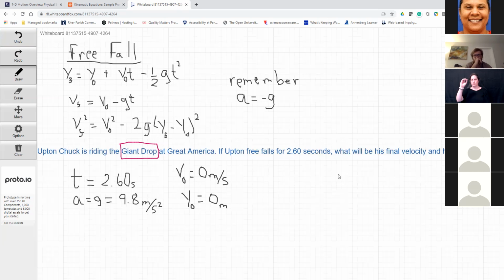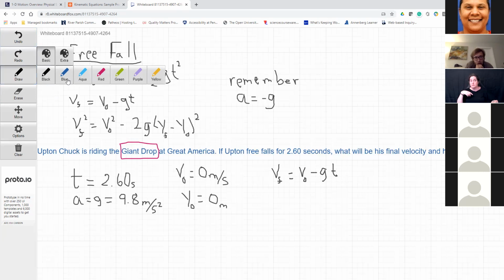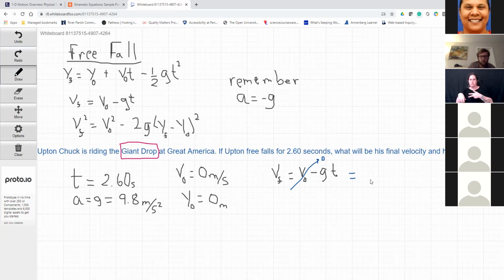Now, if we want to find the final velocity, then we can go right to this equation here, because it will give us v_f. So v_f equals v naught minus g t. And remember, in this equation, v naught is zero. So we get v_f equal to minus 9.8 times 2.6, and then you multiply that out.